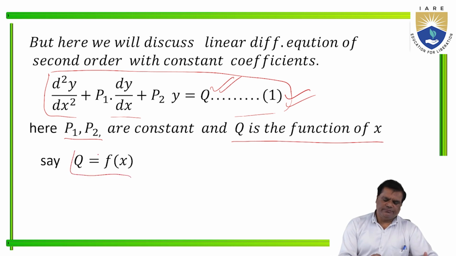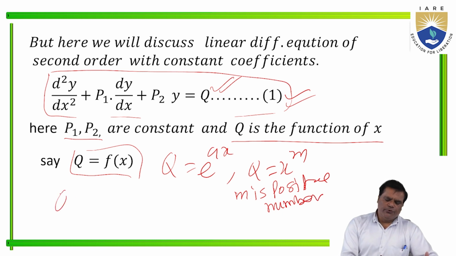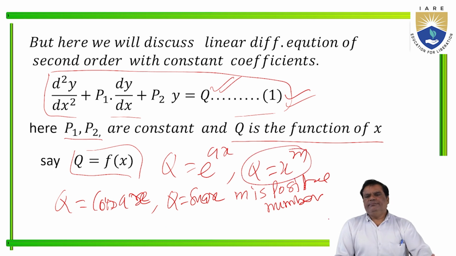Say Q is f(x). Q is a different type of function here. Q is here e to the power ax. Q is here x to the power m, where m is a positive number. And Q equal to cos ax, and Q is sin ax. So these are separate. This is the algebraic function, Q is x to the power m. x to the power m means any algebraic function.